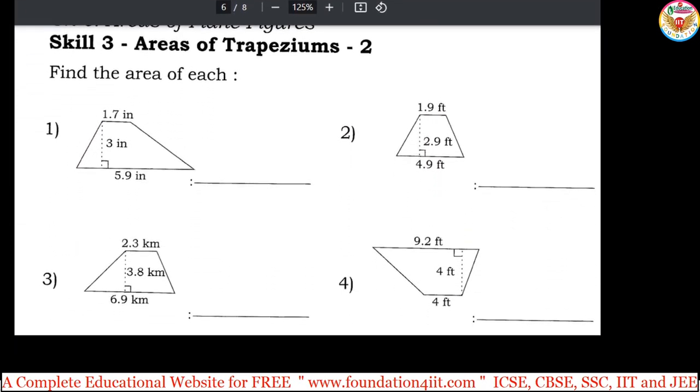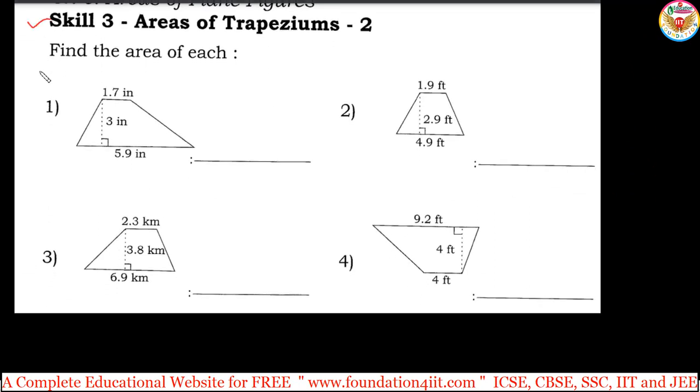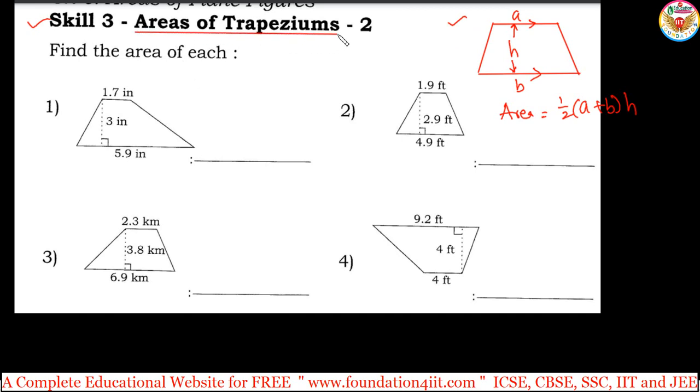Next pages we have areas of the trapeziums. A trapezium is a shape in which one pair of opposite sides is parallel and the other two are non-parallel. The parallel sides have lengths a and b, and the distance between the parallel sides is h. The area of this trapezium is 1 by 2 times the sum of the parallel sides into h, that is 1 by 2 into a plus b into h. I apply this formula to do the problems on the area of the trapezium.